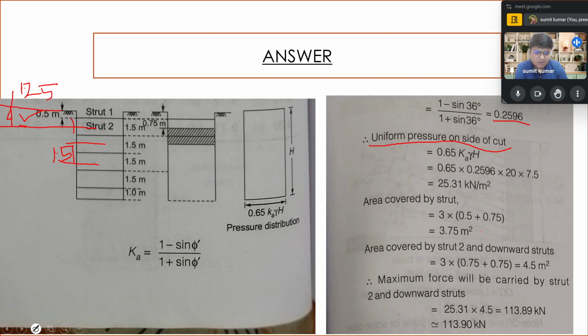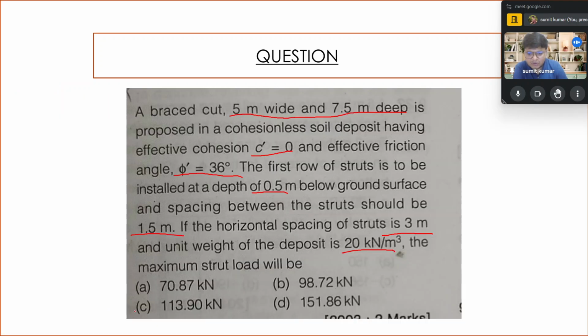We found the first area of the cut as 3.75 meter square and the second as 4.5. As 4.5 is the maximum, and we are interested in getting the maximum force, we multiply 25.31 by 4.5 and get the value as 113.89, that is 113.90. So 113.90 is our correct answer. I think this concept is very clear to you because we have discussed this briefly in the class. Over here we are carrying it forward in the true sense.